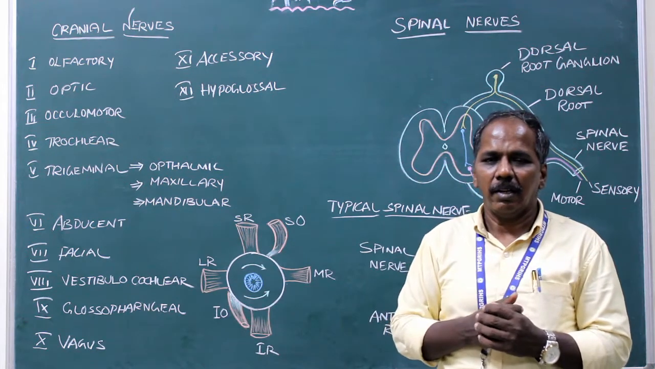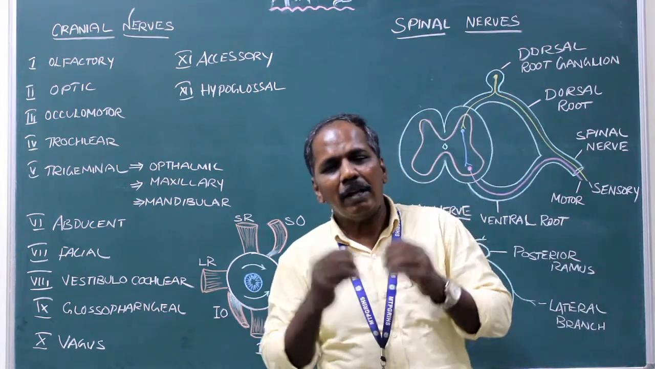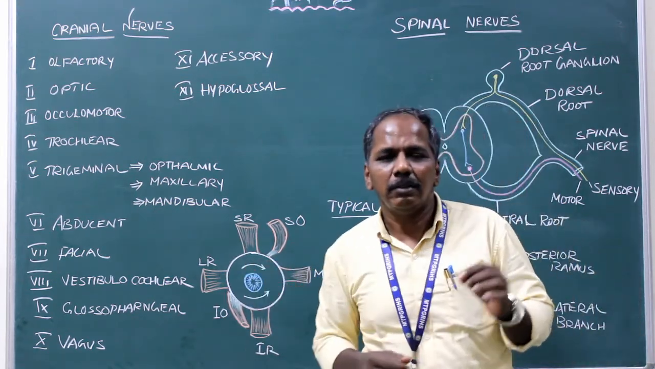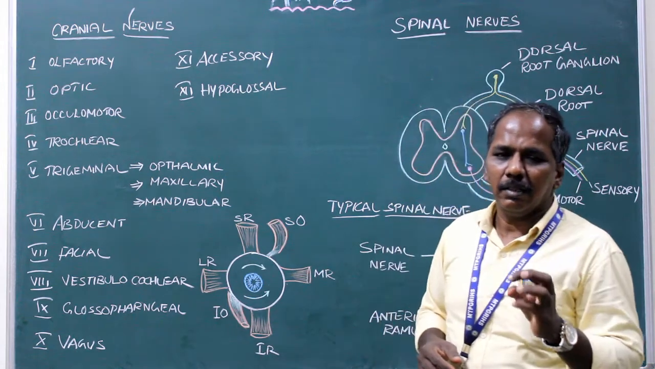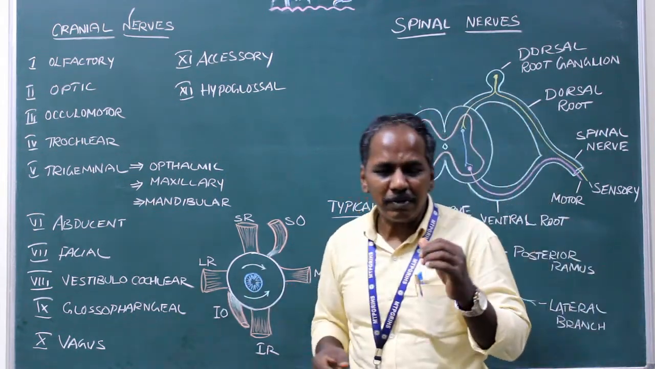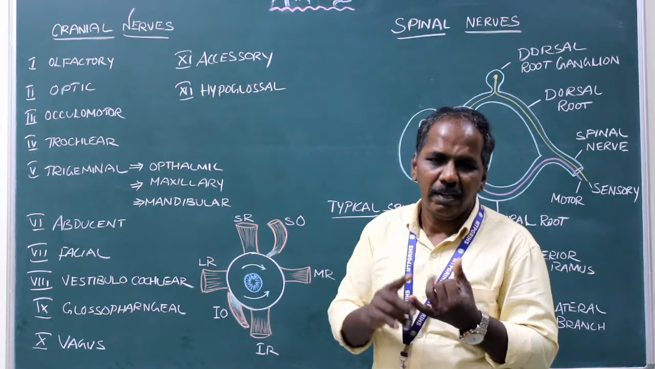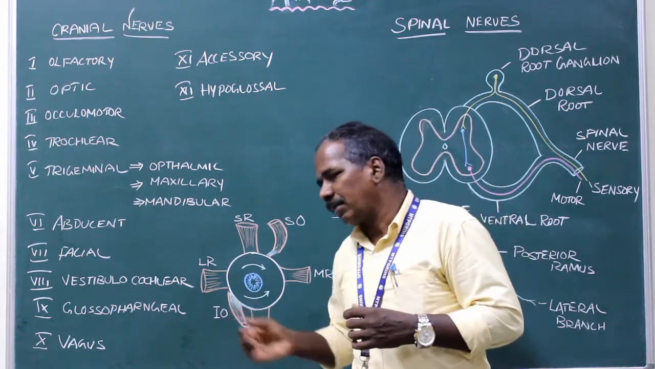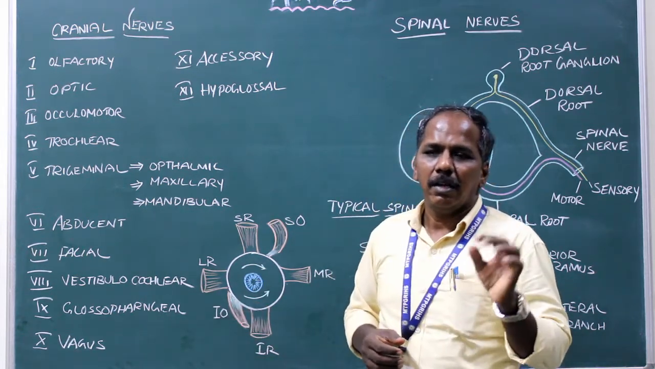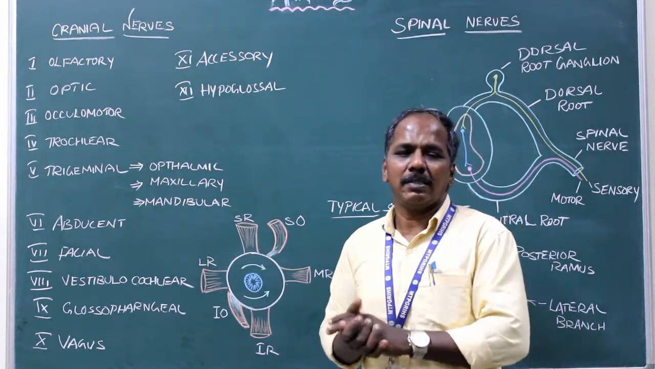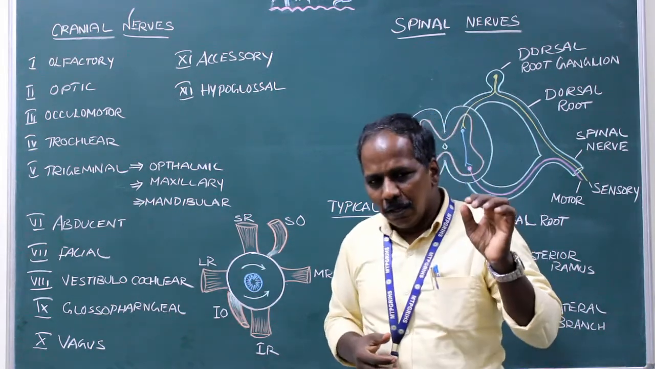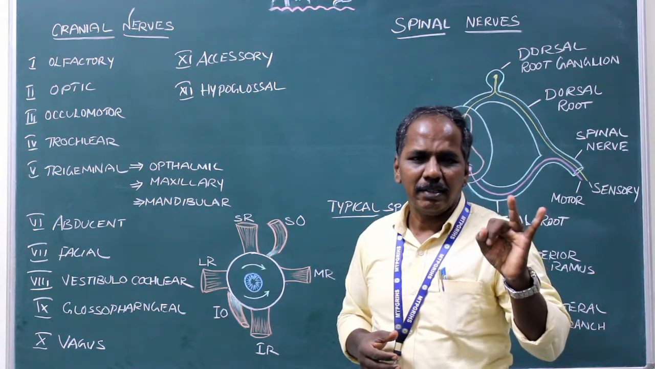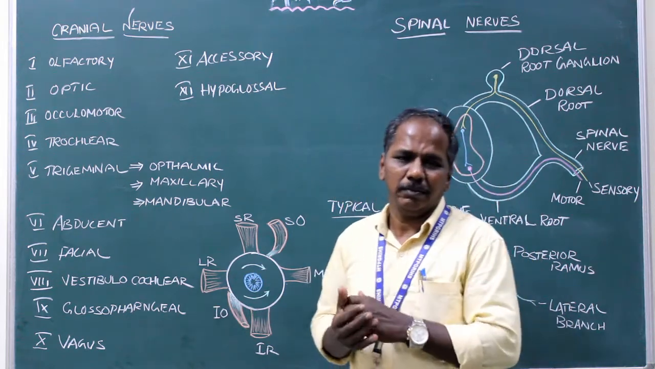Vagus nerve, the 10th cranial nerve, is a widely distributed nerve. Since it is a mixed nerve, for sensory it supplies the mucous membrane of the larynx and pharynx, and it also supplies the esophagus. Motor: it supplies muscles of the larynx. It also supplies visceral organs like the heart, lungs, and stomach.